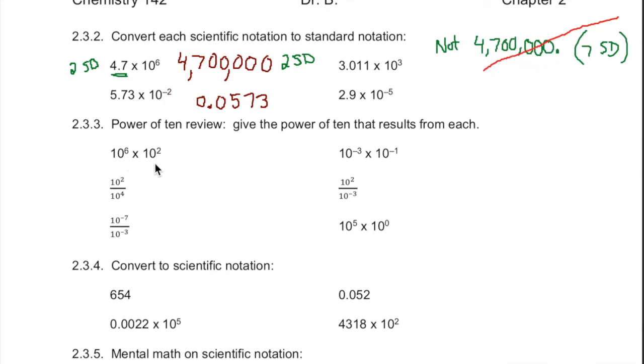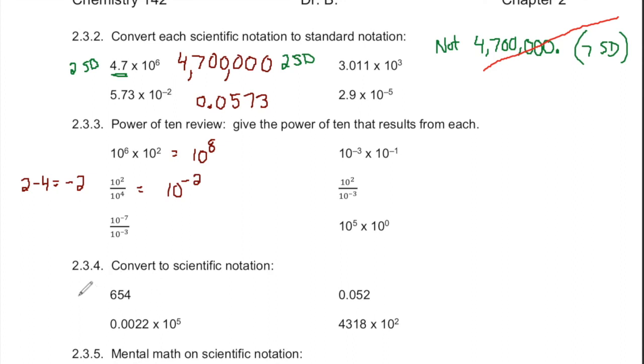When you are multiplying two numbers that have an exponent, two of the same number, x to the 6 times x to the 2, or 10 to the 6 times 10 to the 2, we're going to add the exponents. So this would be 10 to the 8th. When we are dividing, we are going to subtract. 2 minus 4 equals negative 2. So this equals 10 to the negative 2.